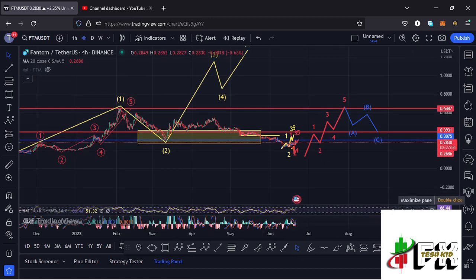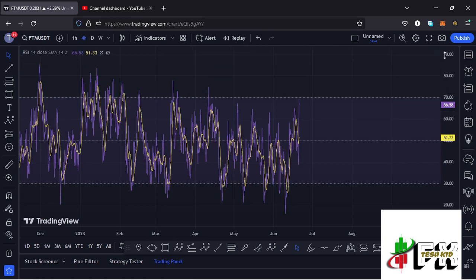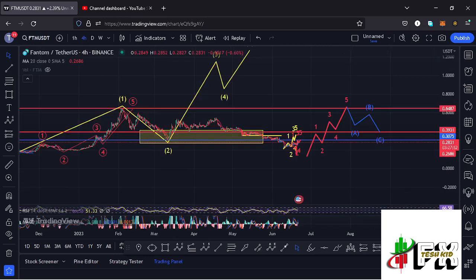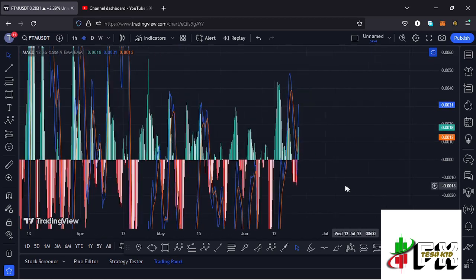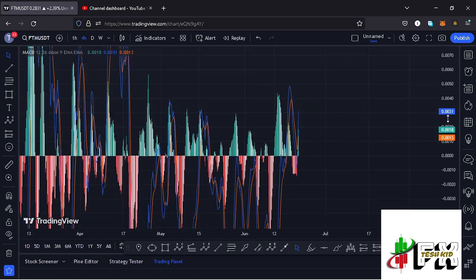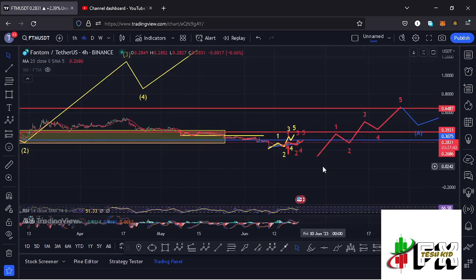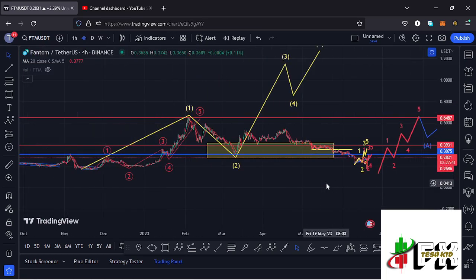On the indicators, on the RSI, we are trading at around the 66 mark. Also taking a look at the MACD, we have been able to print a bullish cross, fully supporting higher prices. So let's be patient and see how that plays out, and I'll be keeping you updated.